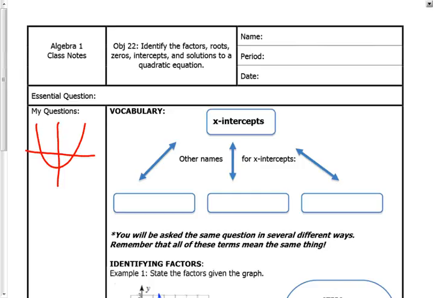So today what we're going to do is identify factors, roots, zeros, intercepts, and solutions to this quadratic equation just by looking at it. All right? So what you need to first know is, what does an x-intercept mean? An x-intercept means it's where the graph crosses the x-axis.